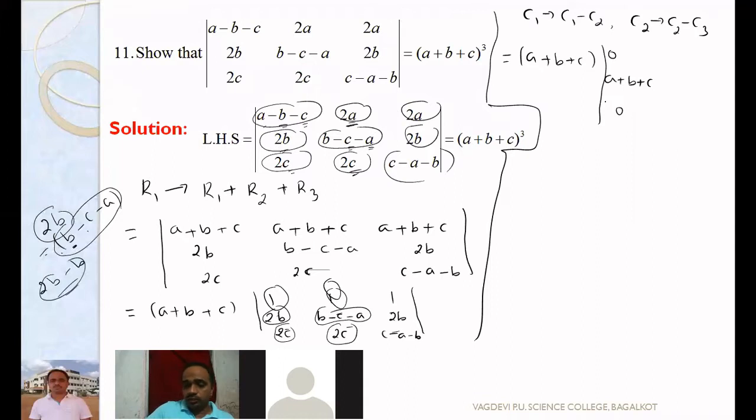So next, C2 changes to C2 minus C3. So what is C2 here? This is 1. C3 means 1. So what is 1 minus 1? 1 minus 1 is 0.